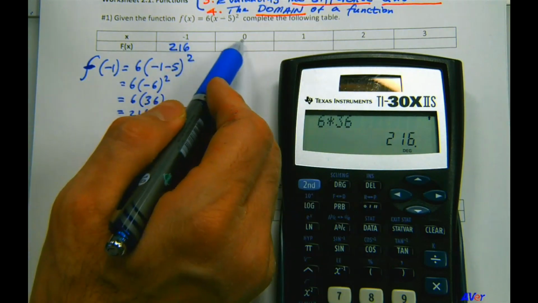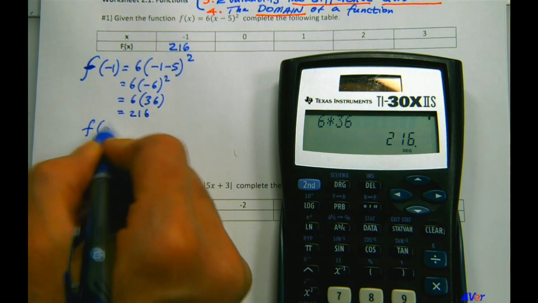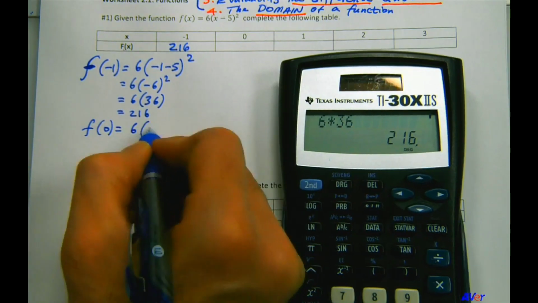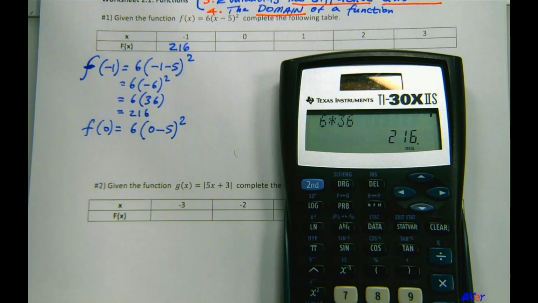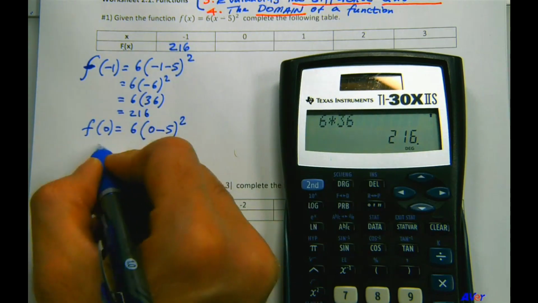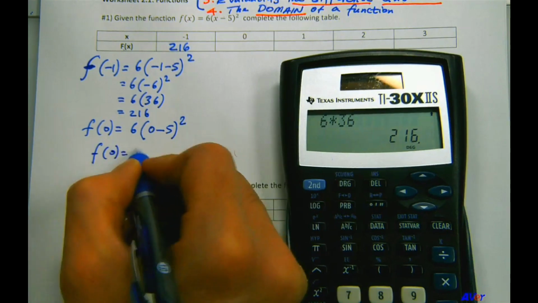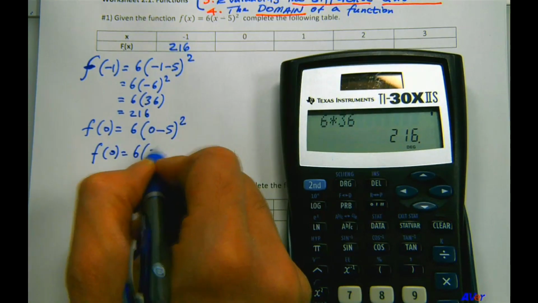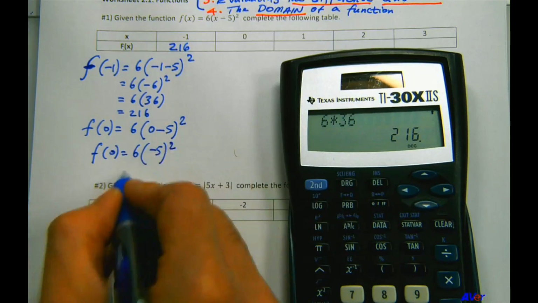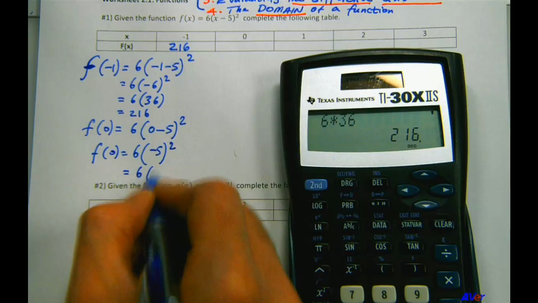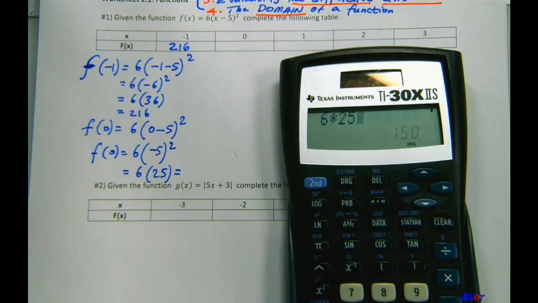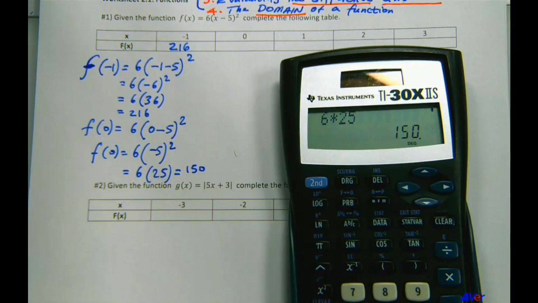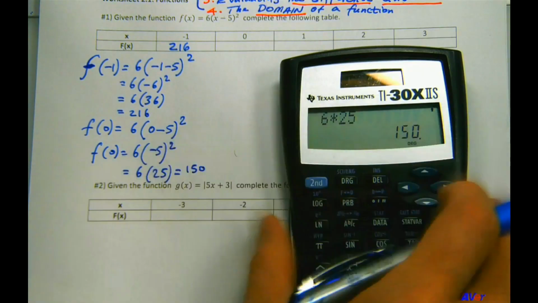Then the function at 0. So we say 6 times (0 minus 5) squared. I'm just plugging in 0 for x there. So the function at 0 is equal to 6 times (-5) squared, which is equal to 6 times 25, or equal to 150, right? Let's see, 6 times 25, we have 150. And that 150 ends up there.